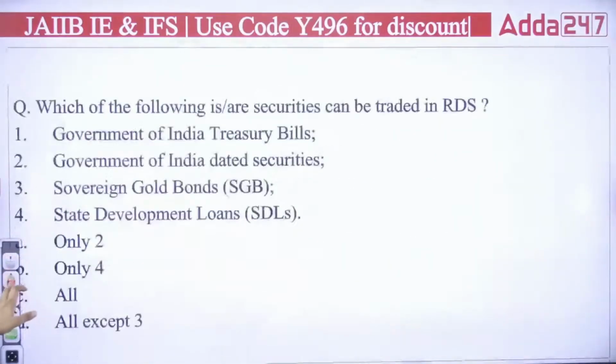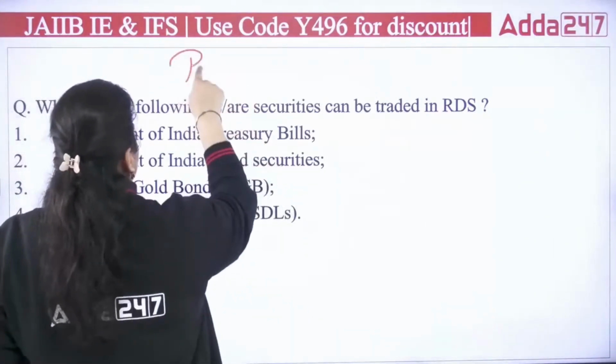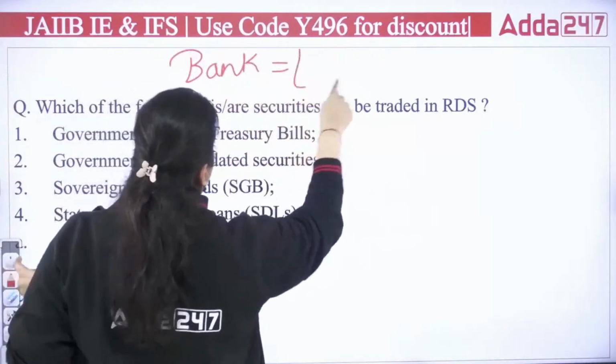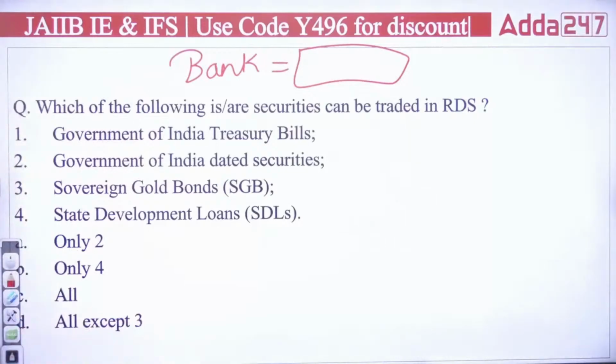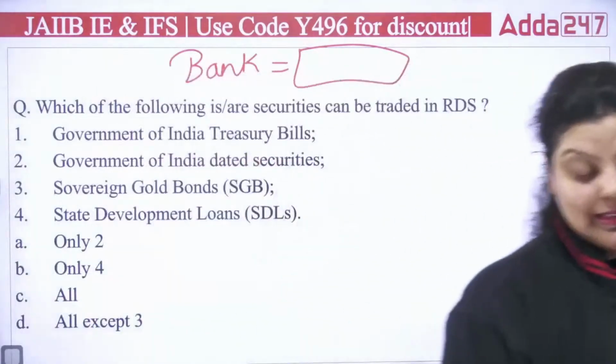Next, let's move forward. Next question we have, which of the following securities can be traded in RDS? Acha, nobody have told me the answer of the banks who allowed the ASBA. What are the name of those bank? What we call those bank who provide the service of ASBA? So, which of the following are the security that can be traded in RDS? Also, let me know the RDS full form. A, B, C or D?